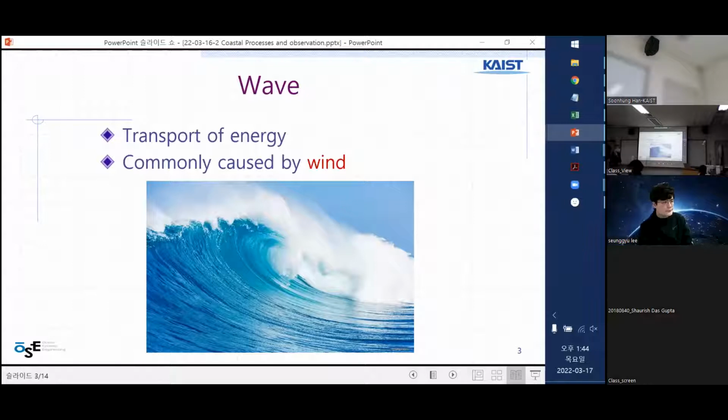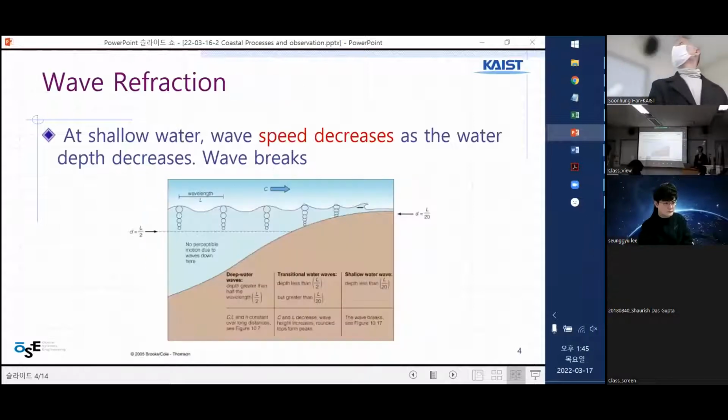So it comes because of the energy. We already said that the wind is the first reason, but there are also other reasons, right? And waves are commonly caused by winds. And wave reflection in shallow water. Wave speed decreases as the water depth decreases, then the wave breaks.